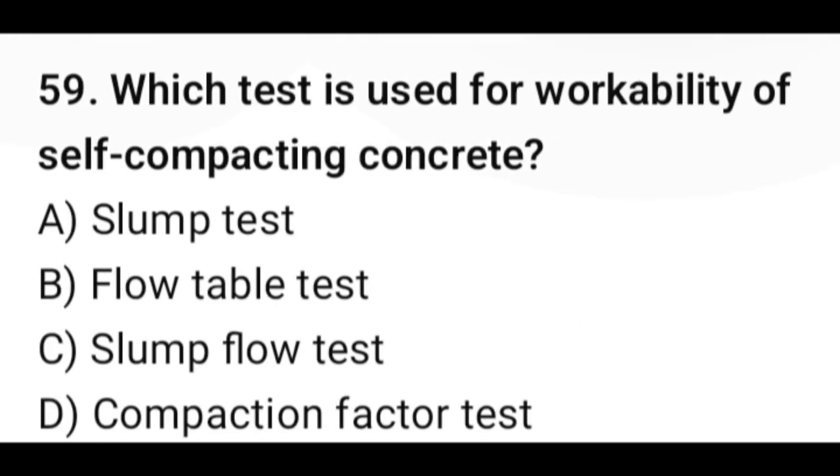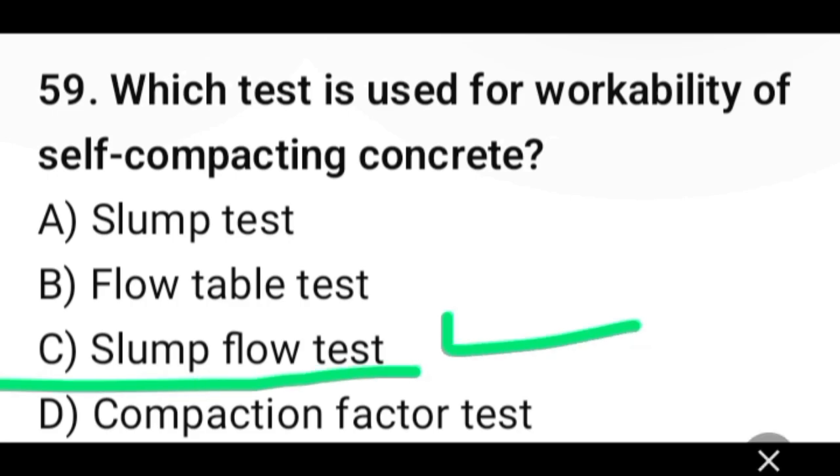Next question. Which test is used for workability of self-compacting concrete? Option A is slump test, option B is flow table test, option C is slump flow test, option D is compaction factor test. So the right answer is option C, slump flow test is used for self-compacting concrete workability.